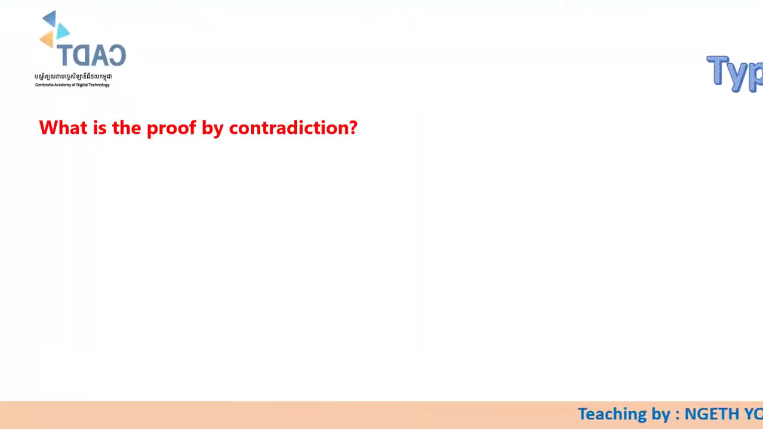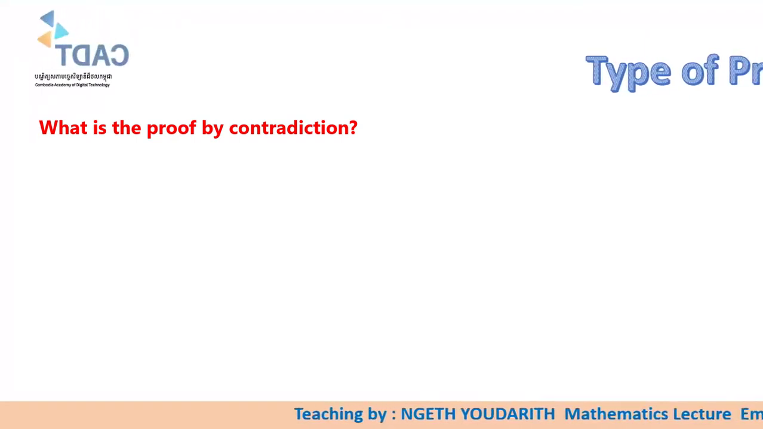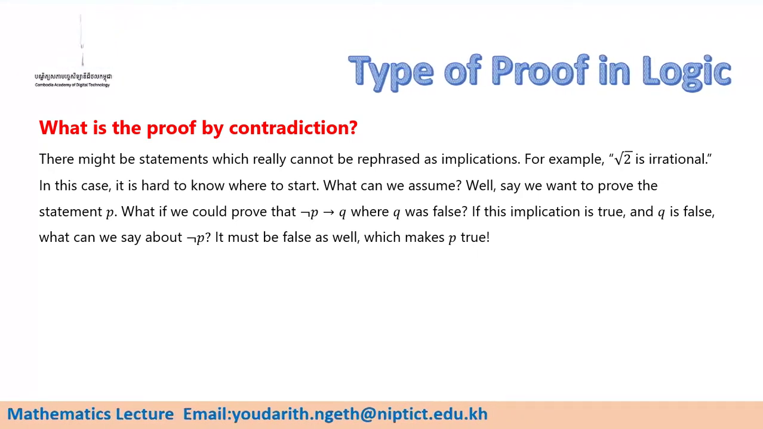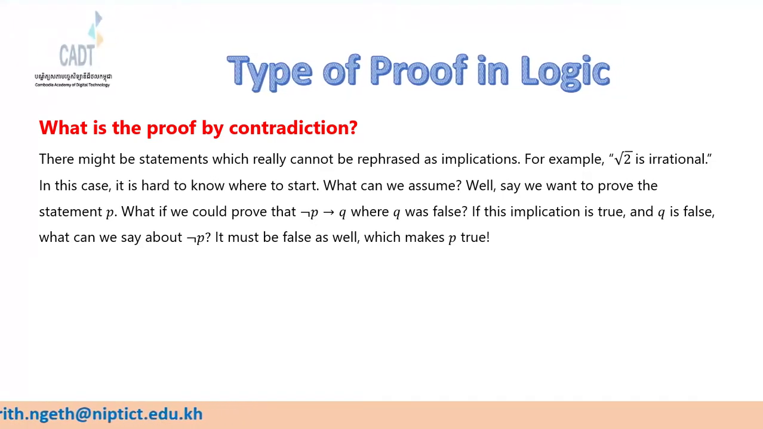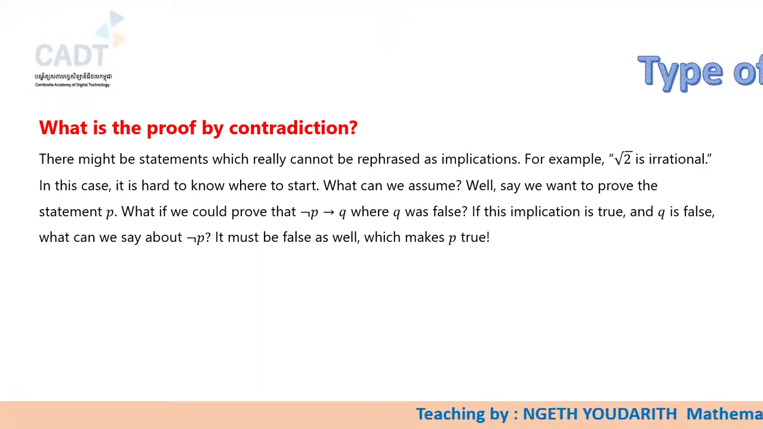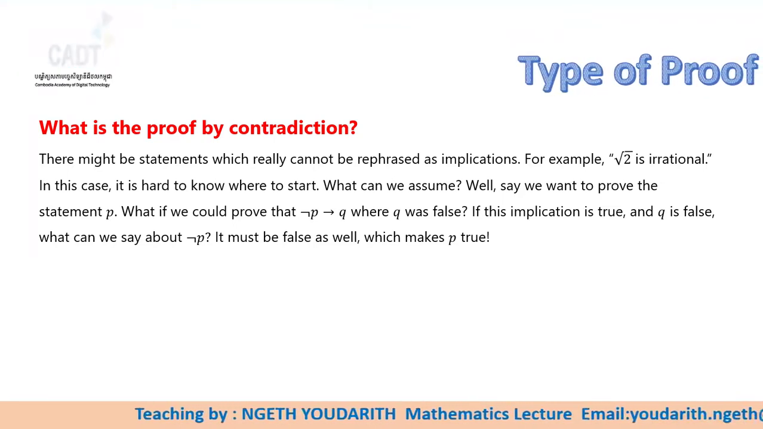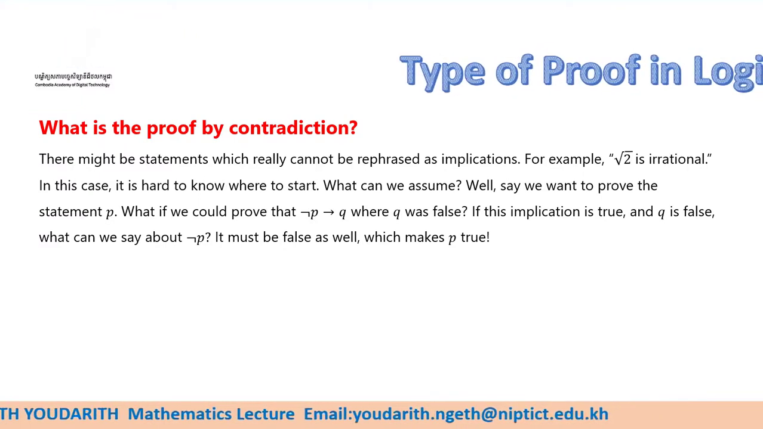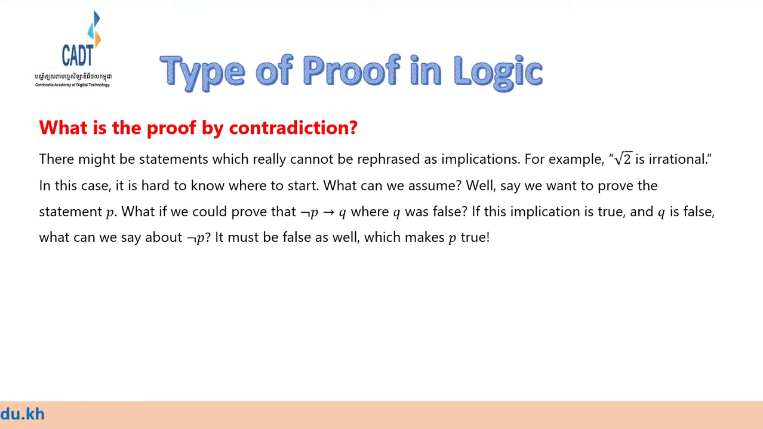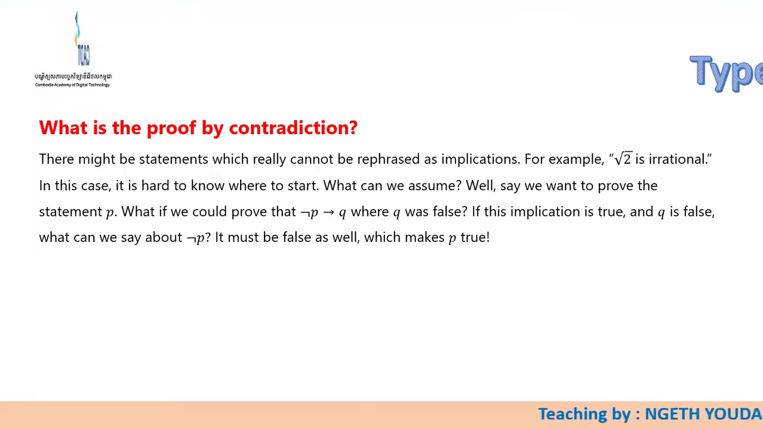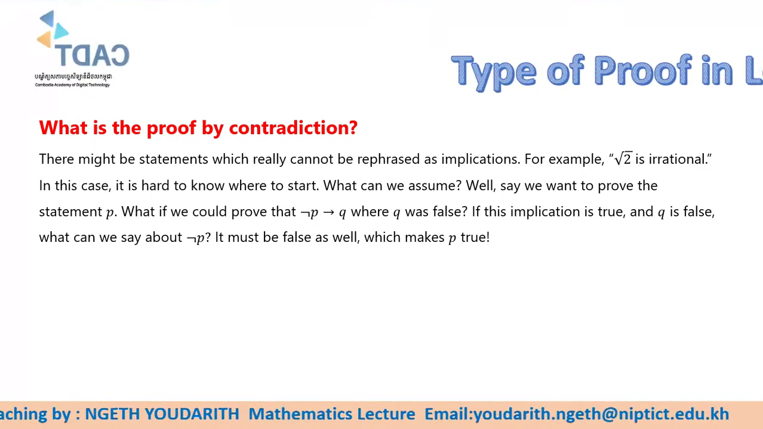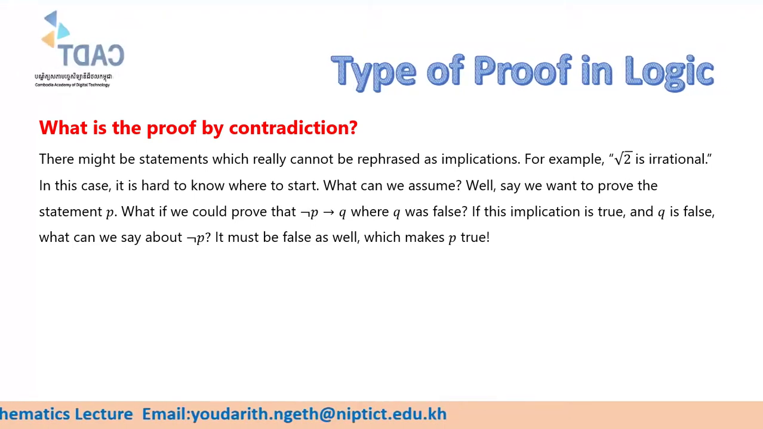And what is the proof by contradiction? It means that there might be statements which really cannot be rephrased as an implication. For example, square root of 2 is an irrational number. In this case, it's hard to know where to start. What can we assume? Say we want to prove the statement P. What if we could prove that not P implies Q, where Q was false?